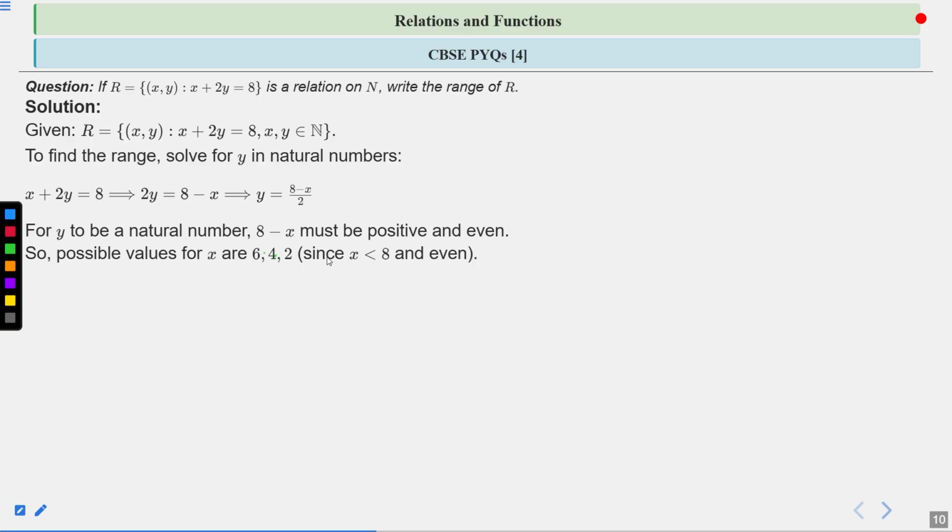Clear? 6, 4 and 2. See, the conditions must be satisfied. For any value of x, y must be a natural number, right? So 6, 4, 2 must lie. See, 0 is not a natural number, right? You cannot put 0 in place of x.